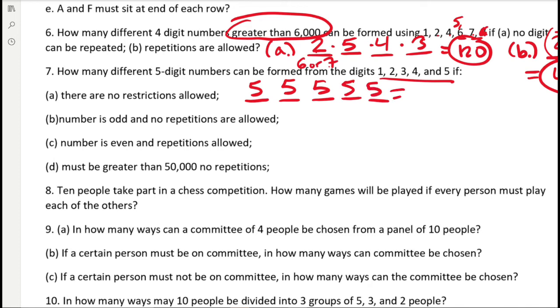In that case, you got 5 to the fifth power, 5 times 5 times 5 times 5 times 5, which is going to be, we'll check it on the calculator here, 3,125.